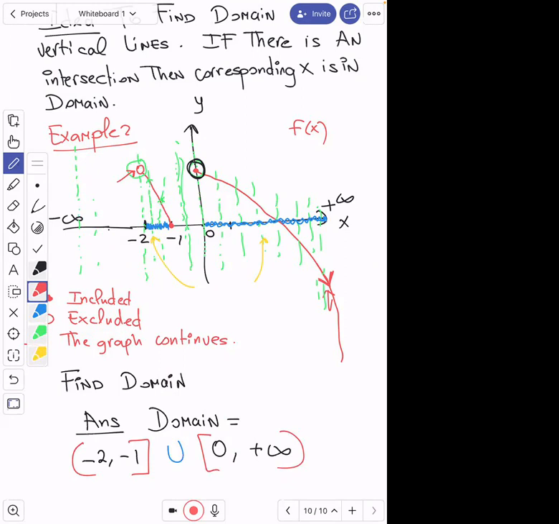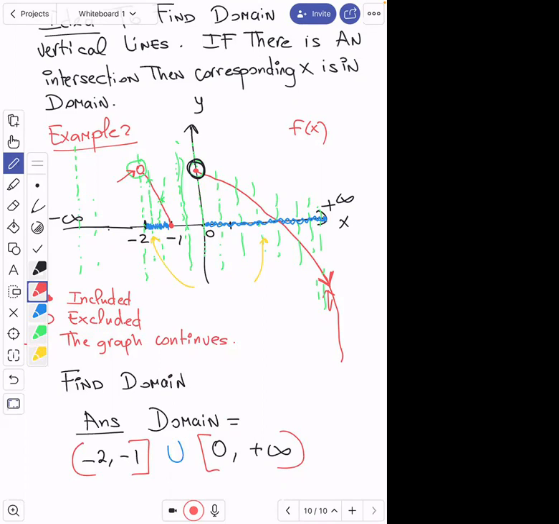Any question about this example, guys? Yeah, just be careful with the notation, right? This full circle and so on. So just be careful. And again, the idea is just to use vertical lines. Whenever your vertical line intersects the graph, then the corresponding x would be in the input. It would be in the domain, okay?